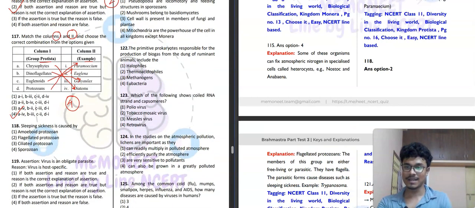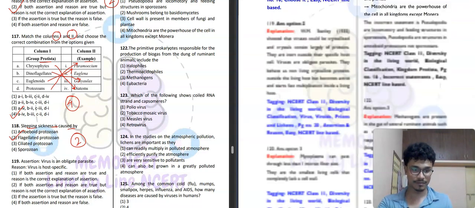It is saying that sleeping sickness is caused by amoeboid protozoan, flagellated protozoan, ciliated protozoan, or sporozoan. So sleeping sickness is caused by flagellated protozoan. The second option will be our correct answer. So these flagellated protozoans, the members of this group are either free living or parasitic. They have flagella. The parasitic forms cause diseases such as sleeping sickness. Example is Trypanosoma. The next one is 119.